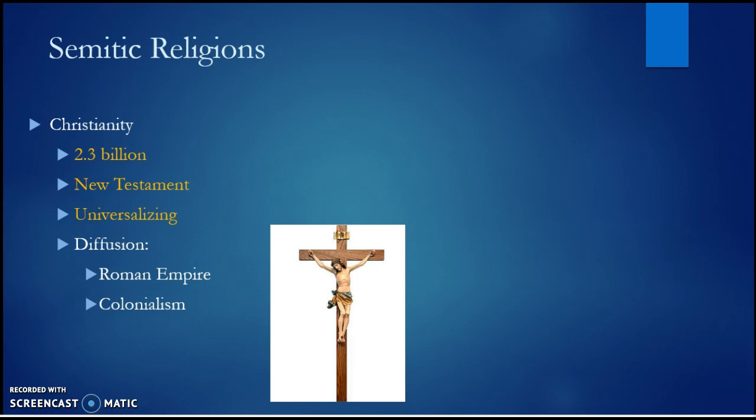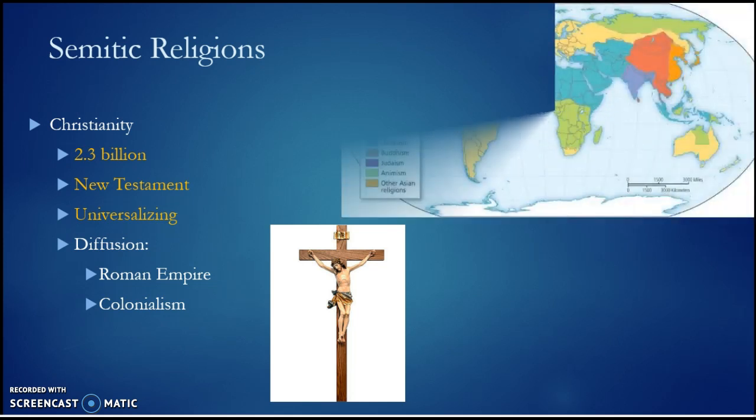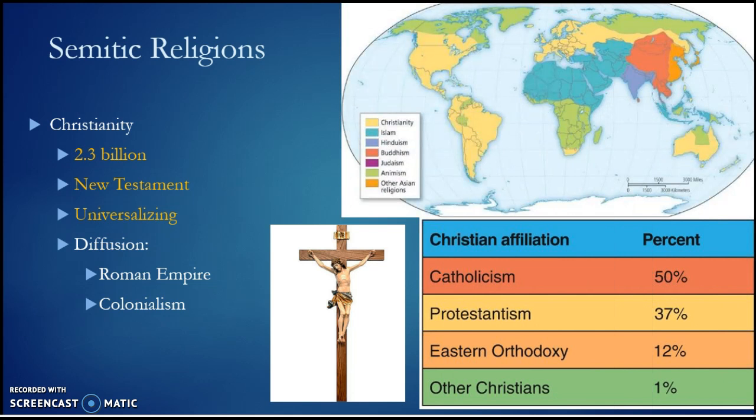Now, prior to colonialism, prior to the age of exploration, the Americas were primarily based in animistic faiths, but the introduction of Christianity through the Portuguese, through the Spanish, through the English, French, Dutch, allowed the faith to spread throughout North and South America. When we look at our map, again, we see the concentration of Christianity in the Western Hemisphere. We also see it throughout Europe and through Russia, and then down in South Africa and Australia.